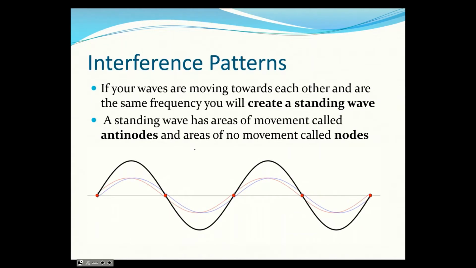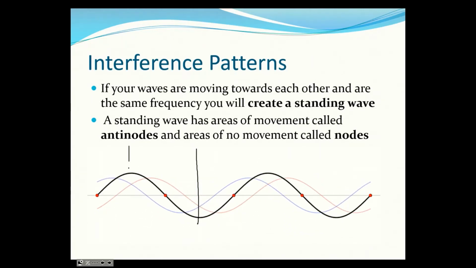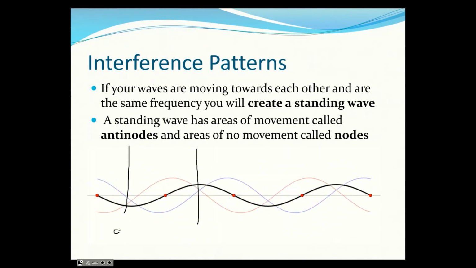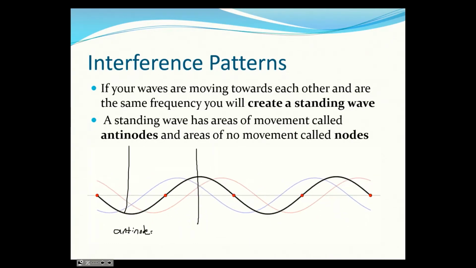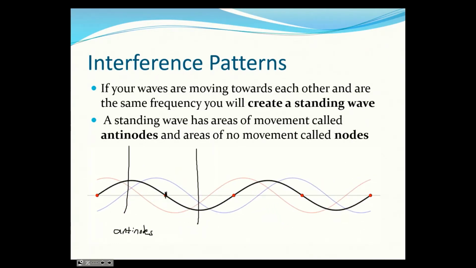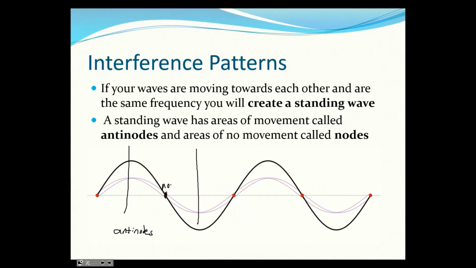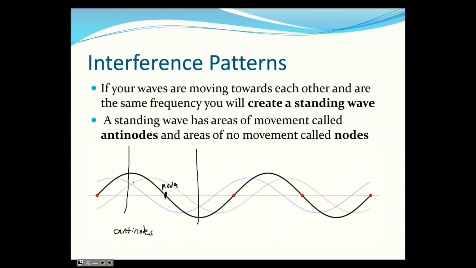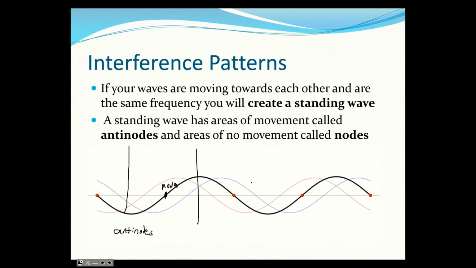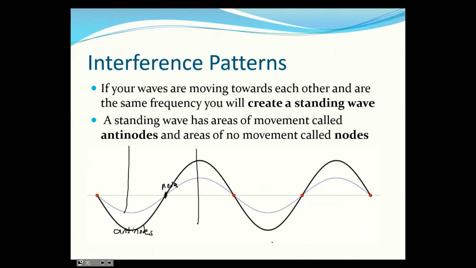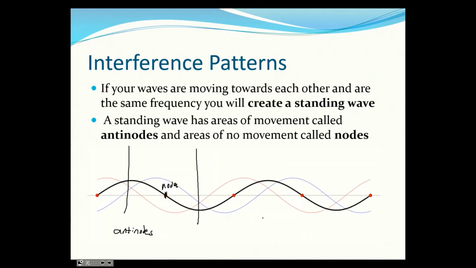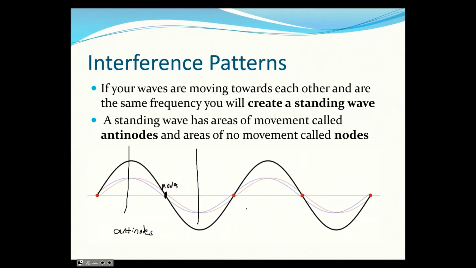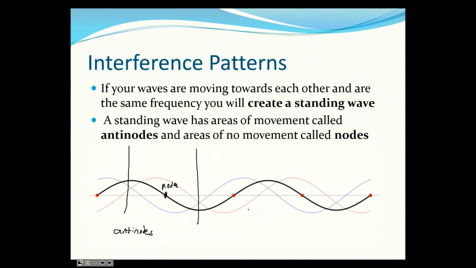So we get this area where it moves quite a bit, and an area where it moves quite a bit. These areas right here and here are called antinodes. And then we have this area where it doesn't move at all. Those are called nodes. So we have areas of antinodes and nodes, and it looks like a standing wave because the wave just stays in one position and just goes up and down, right? But it's just a result of those two waves that are interfering with each other in the background.